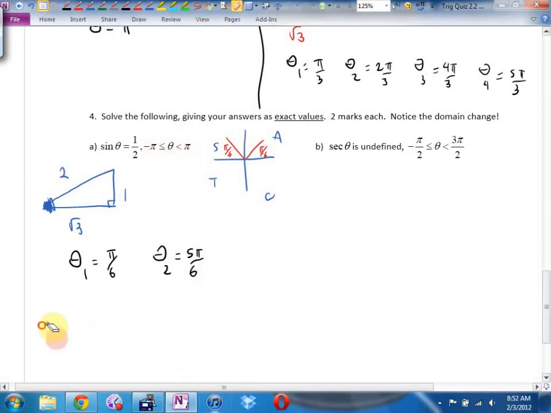Which, by the way, was a mistake on my part when I made up this question, because I meant it to change the answers. I should have made sine negative. Oh, well. I will next year. Oh, no, I won't. I'm not teaching this course again.